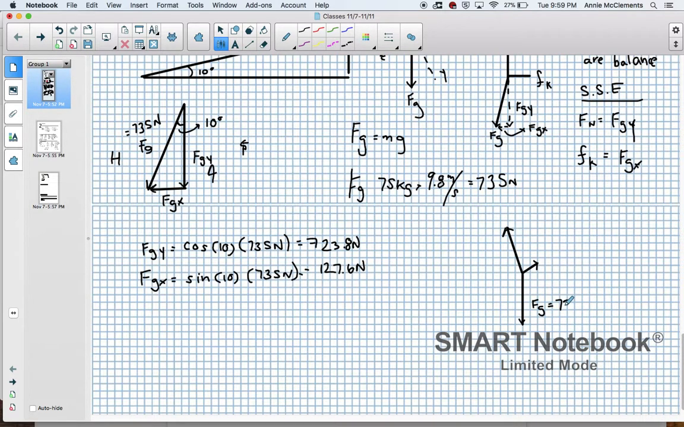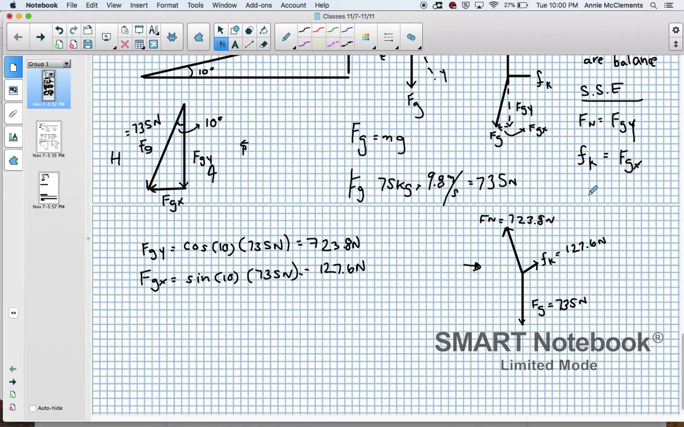Fg we said was 735 newtons. The kinetic friction we said was 127.6 newtons. And our Fn, normal force, was 723.8 newtons. So this is going to be my answer right here, this whole free body diagram.